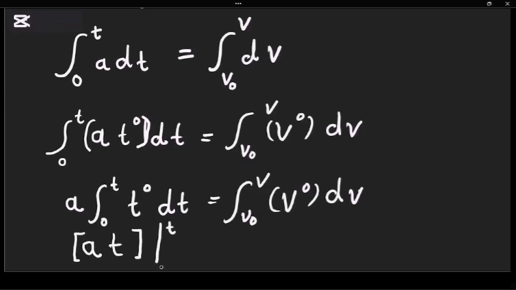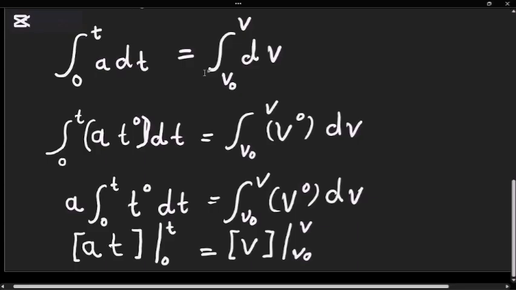So you just put back your evaluation bar from t up to 0, which will be equal to, even on the other side, v, the exponent is 0, you add 1, then you take your exponent and divide with it. v divided by 1 is just v. You put back your evaluation bar, you say from v up to v0.